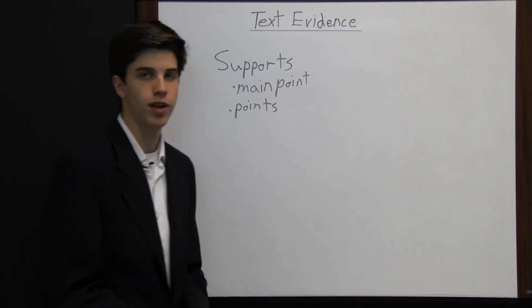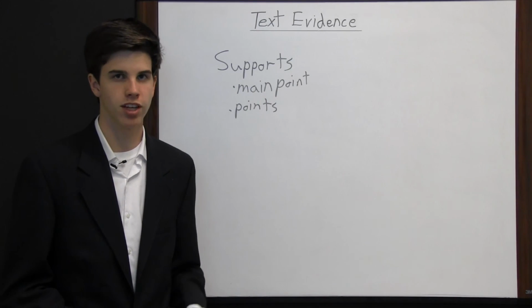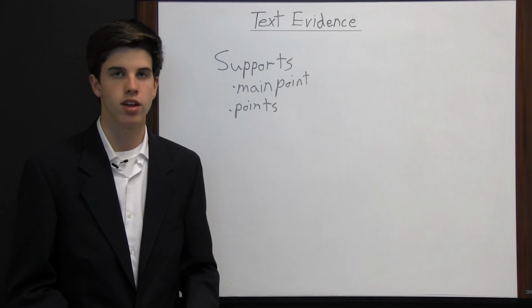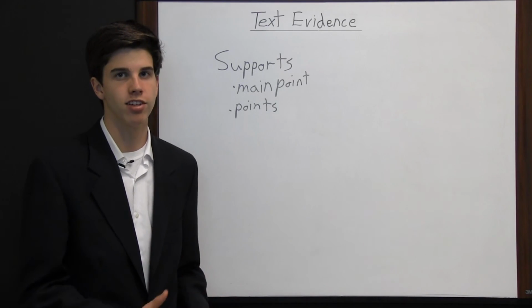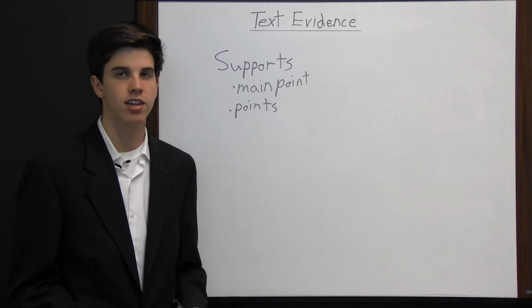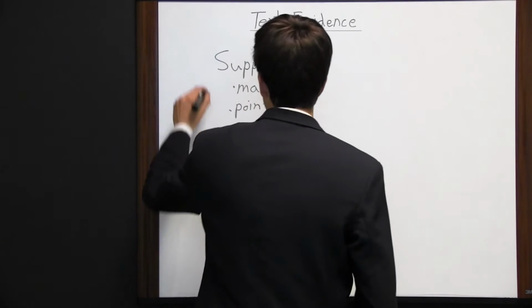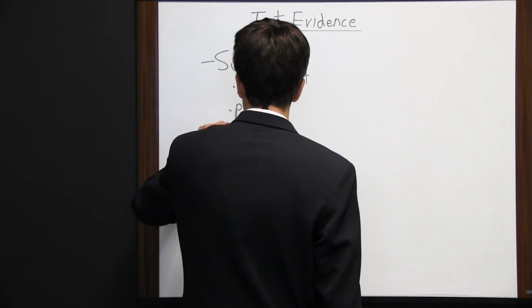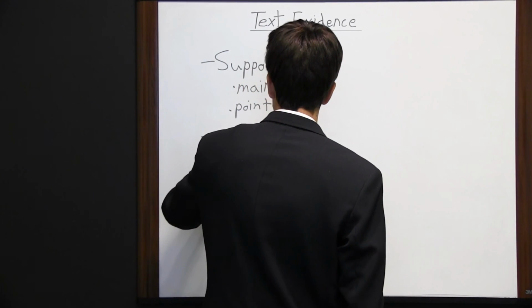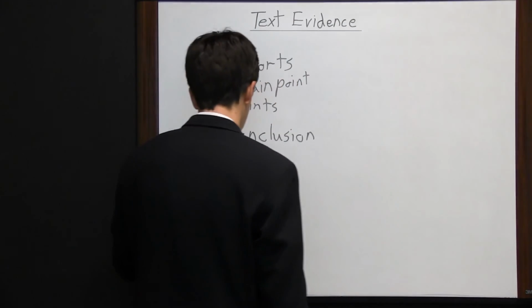So anytime an author makes a claim about something, it's important that they have text evidence, because when they just make a claim, it's not very credible. And so they add text evidence to it to back up that claim, maybe give a statistic or tell something else to back up the main point or points throughout the story. And text evidence also helps the reader draw a conclusion, or it leads to the conclusion throughout the story.